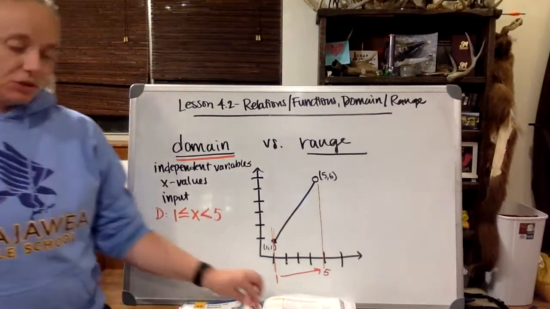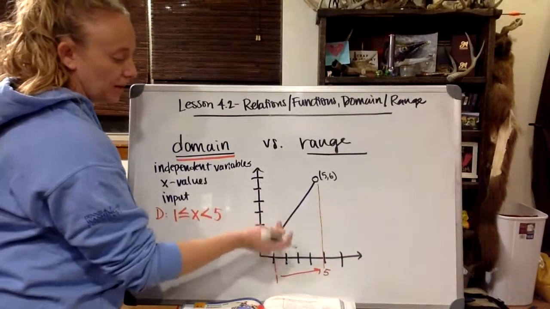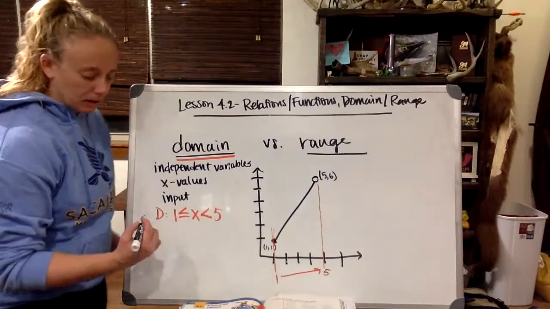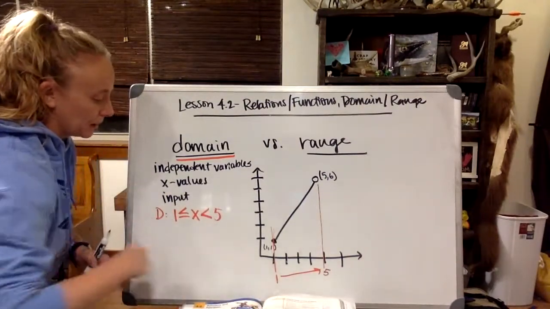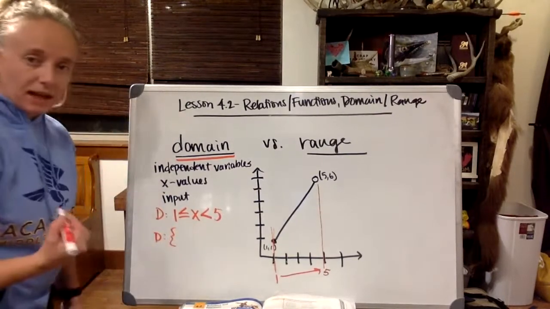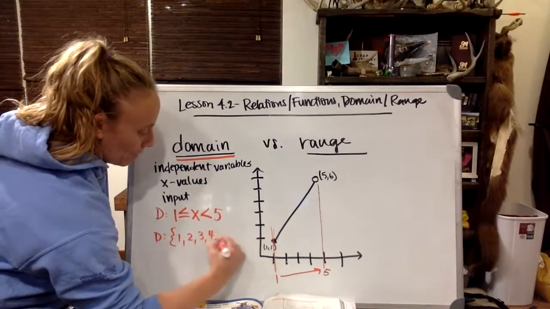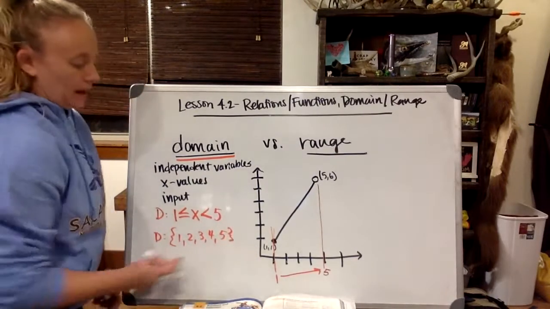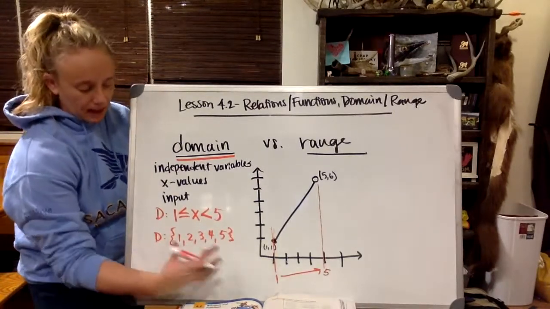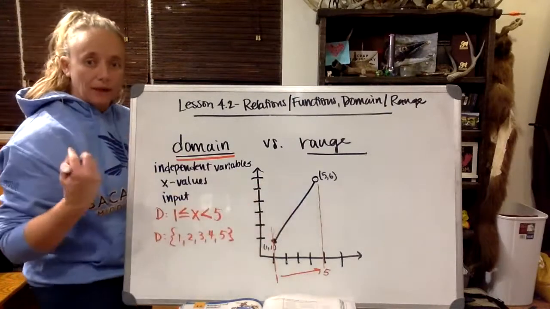If I was talking about discrete points, if this was just a bunch of points here instead of a continuous function, if there was just some dots, then I would be writing this a little different. If this were dots, I would be looking at something like this. I'd say domain is a set of points, maybe 1, 2, 3, 4, and 5, and that would be my domain. Okay, my domain is this set of points. And if I had that, I would literally have dots instead of a line.